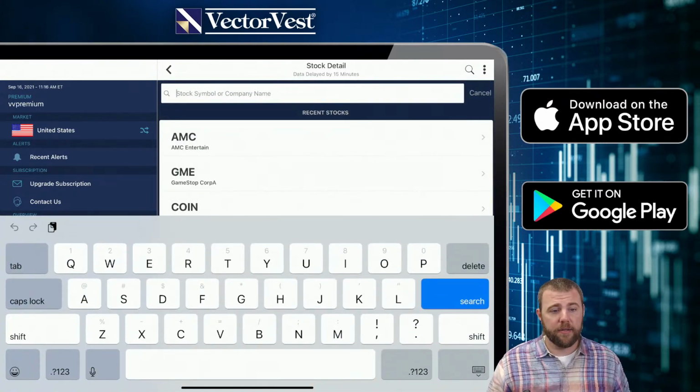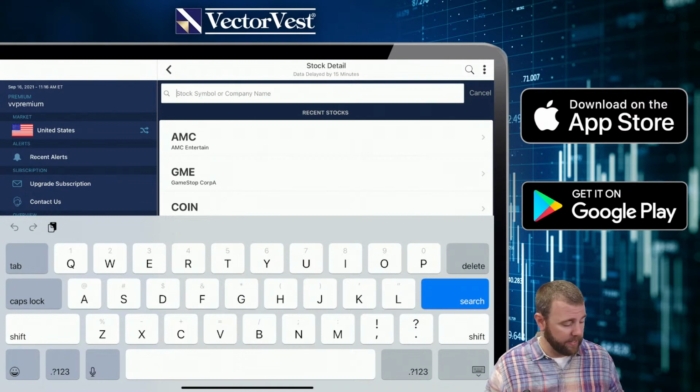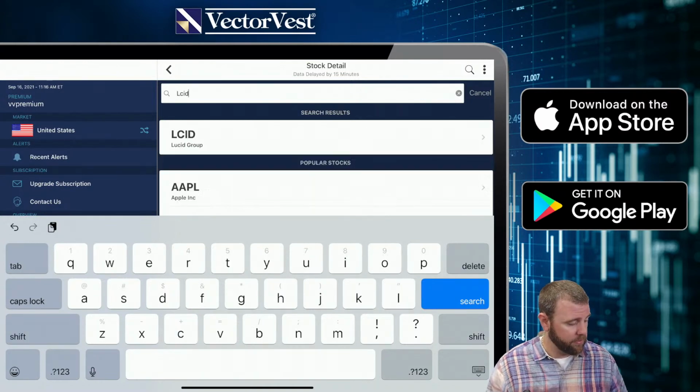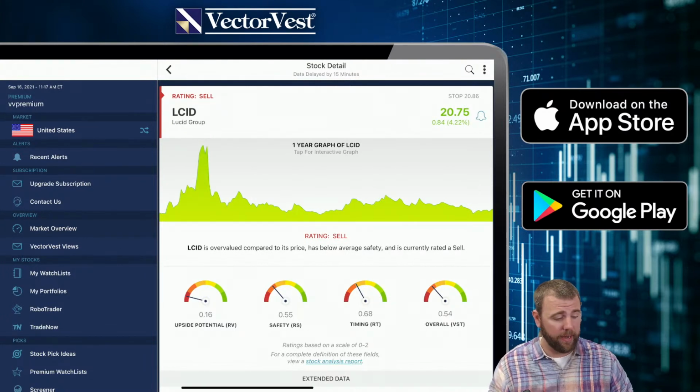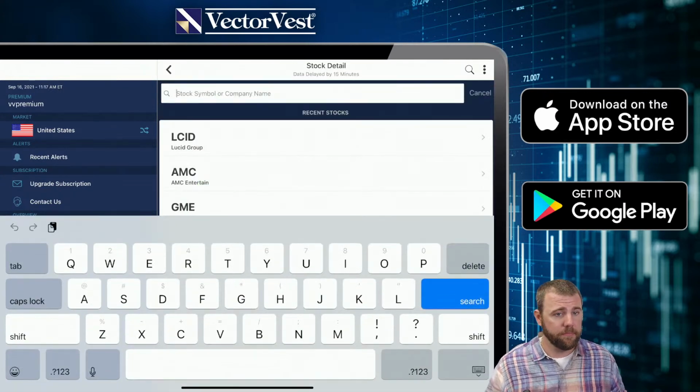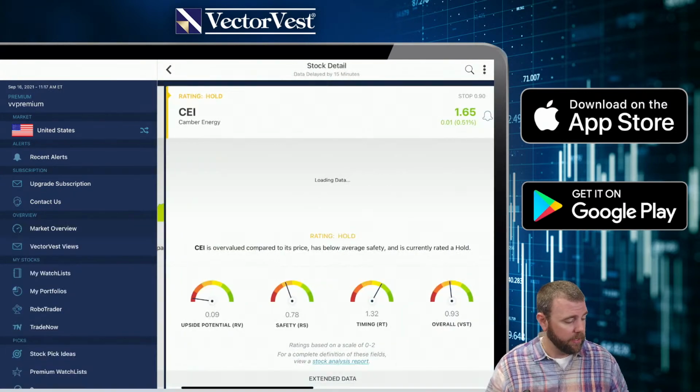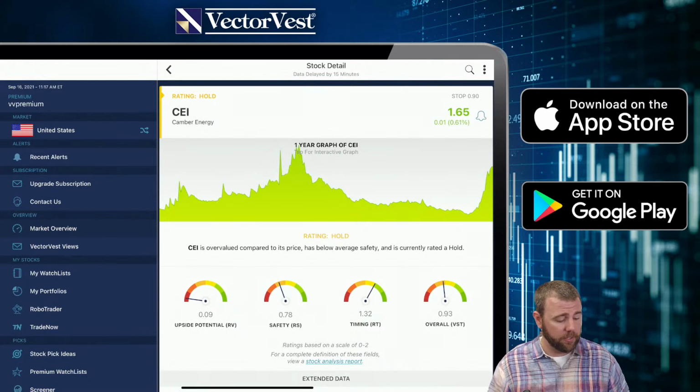All right, let's see. LCID, poor long-term potential, a lot of risk associated with it. It's in a steady decline. Therefore, the stock is not favorable right now. CEI, poor long-term potential, a lot of risk associated with it. You are in a steady uptrend, but not enough to offset the amount of risk involved with the stock. Therefore, the stock is not currently favorable.